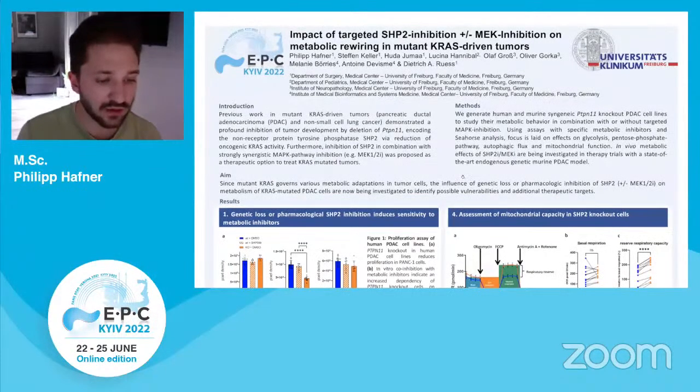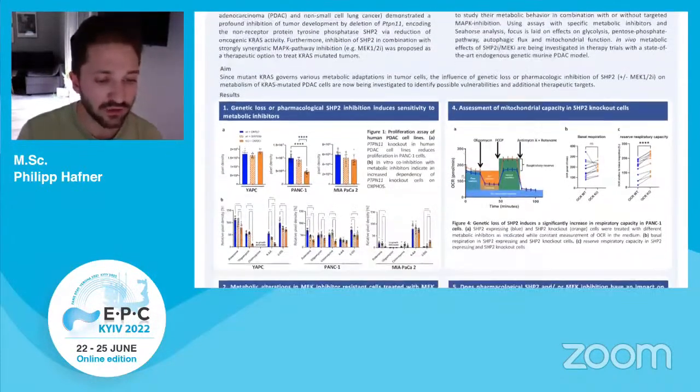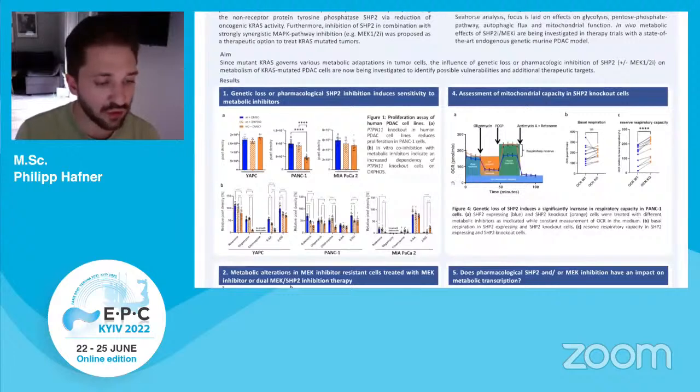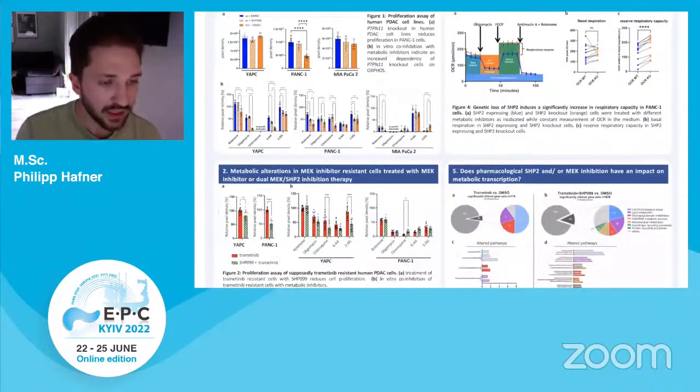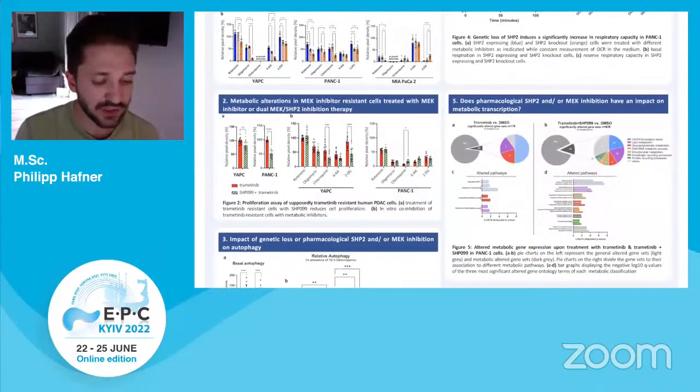So in figure 1, we started to investigate how the pharmacological inhibition of SHP2 by the SHP2 inhibitor SHP099 or the genetic knockout of SHP2 influences the proliferative behavior. By adding metabolic inhibitors, we observed an increased sensitivity, displayed especially by the SHP2 knockout cells, for oxidative phosphorylation and autophagy inhibitors. In figure 2, you see supposedly resistant cells, and that the adding of SHP2 inhibitor SHP099 possibly breaks the resistance here.